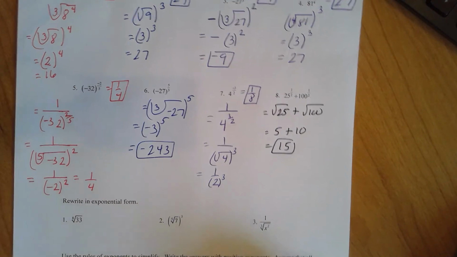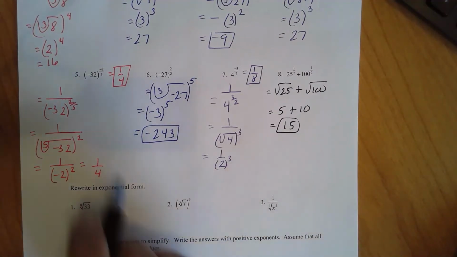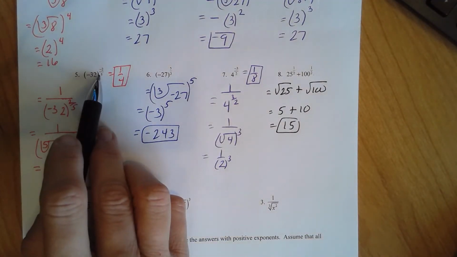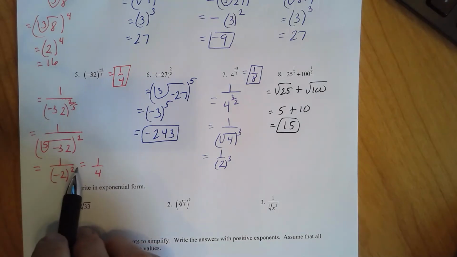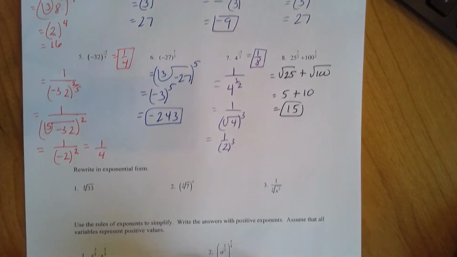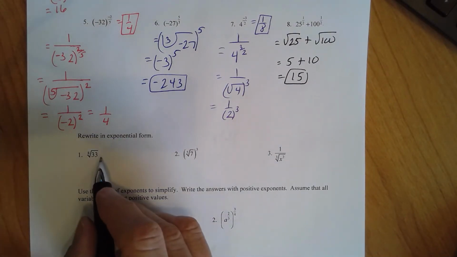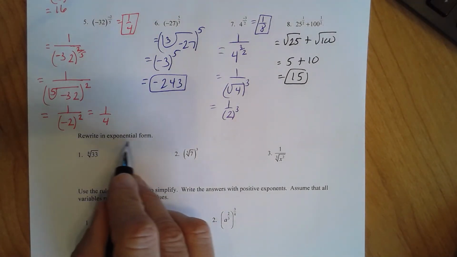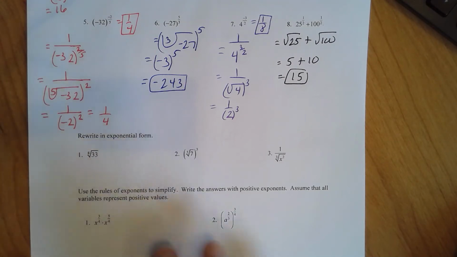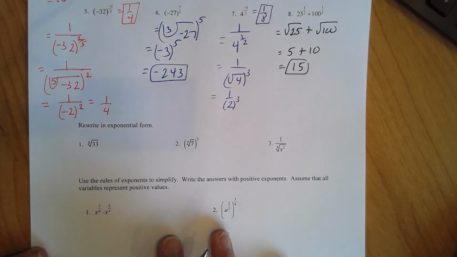So what I wanted you to make sure you understood from this section was going from a fractional exponent, turning it into a radical, and simplifying. In math, we always like to go both ways, so we're going to go back in the other direction in just a little bit. Right now, I just want you to rewrite in exponential form. I didn't say anything about simplifying, just rewrite.